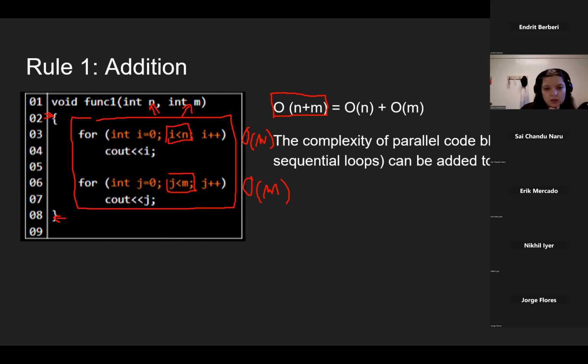Are we clear on that one? So if they're parallel, they're not nested, you execute this one first and then you execute this one. You just add them. We good? Thumbs up in the chat for rule number 1, please, someone. Nice. Okay.